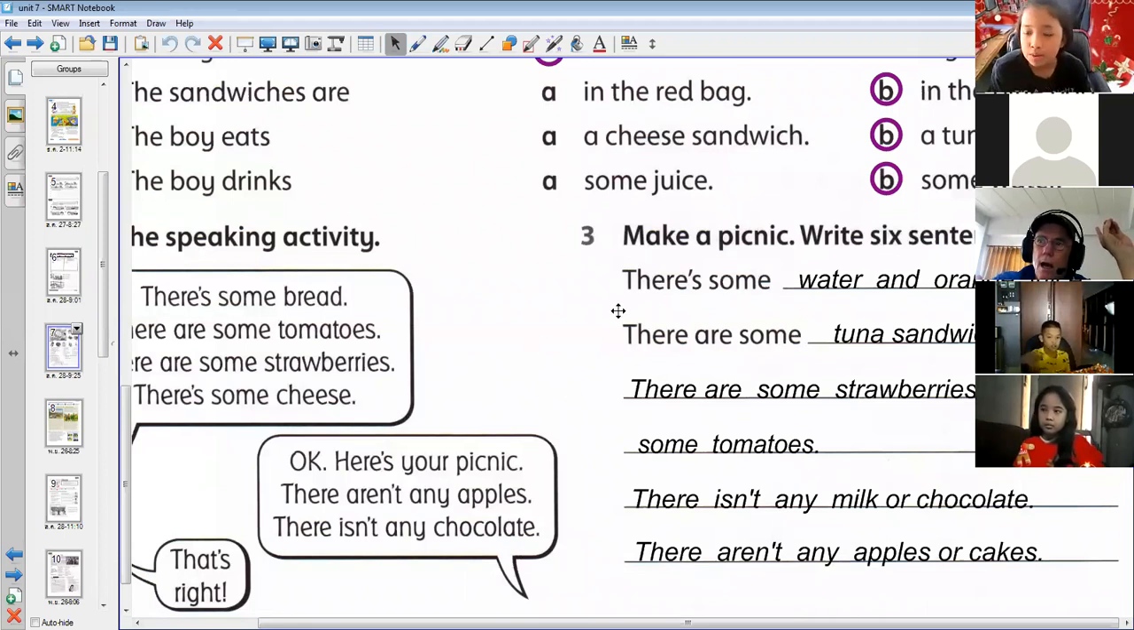So I want you to think, write down on a piece of paper what you have in your picnic. Think of foods and drink, things you like. And then you can write some sentences. It can be ice cream, hamburgers, fish, coconut, bananas. Remember, you're in Thailand. Pineapple, anything. And then some things that you don't have for your picnic. Then you write sentences like this about your picnic.